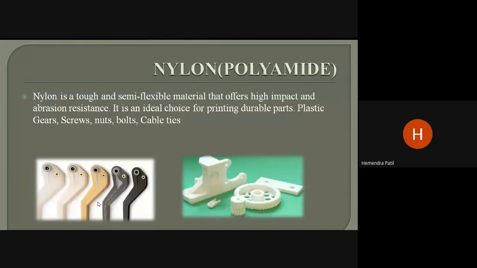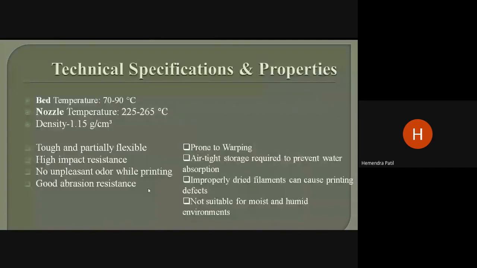The next material here is nylon polyamide. Nylon is a tough and semi-flexible material that offers high impact and abrasion resistance. It is an ideal choice for printing durable parts. Plastic gears, screws, nuts, bolts, and cable ties can be made from nylon polyamide. You will see the different composites of nylon in our next slides.